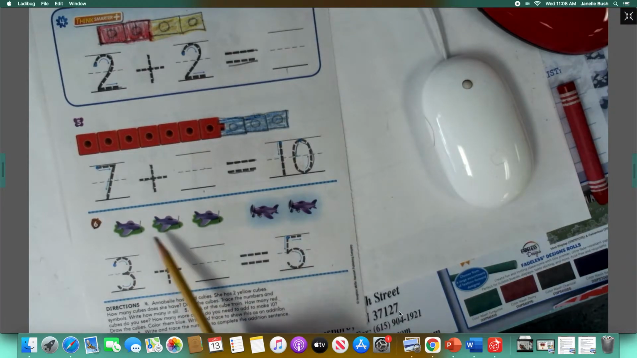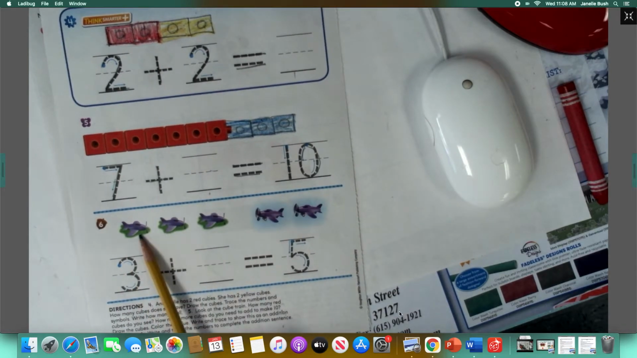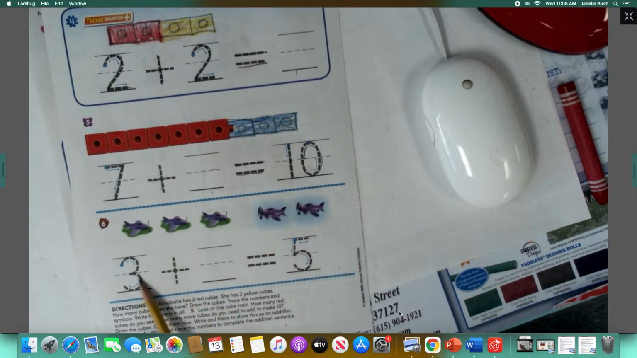Number 6, we have airplanes. Okay, listen. Write and trace the numbers to complete the addition sentence. Okay, so let's start off and count the number of planes that are on the ground. And you can say the grass. Ready? 1, 2, 3. Trace your 3.